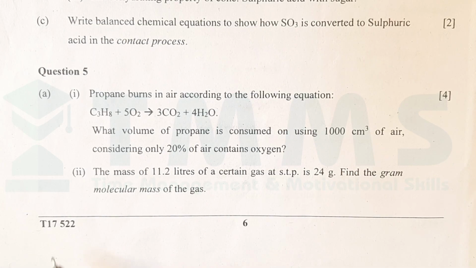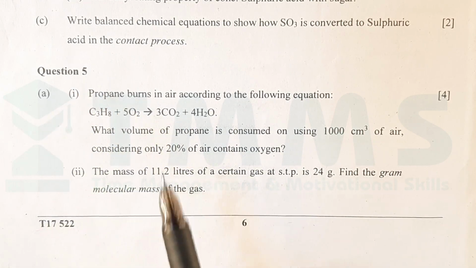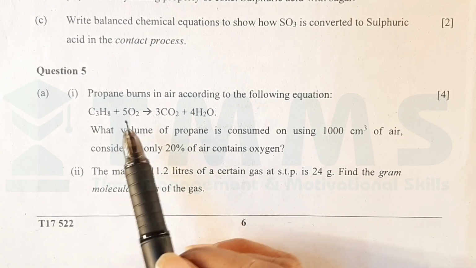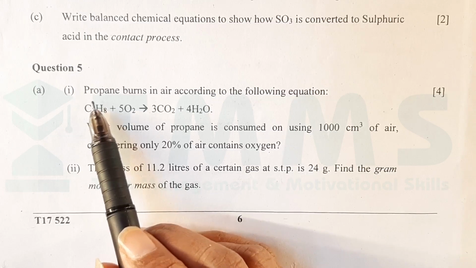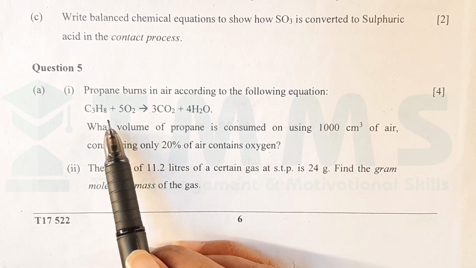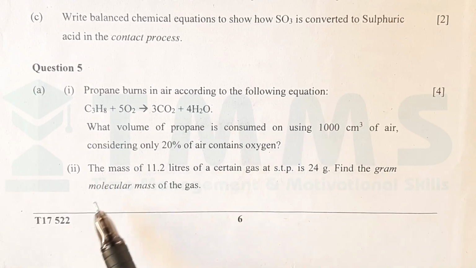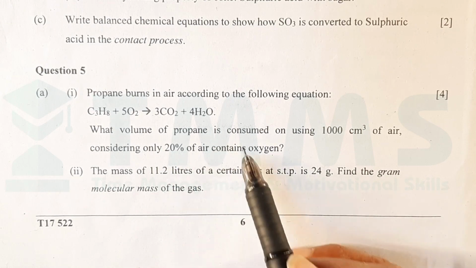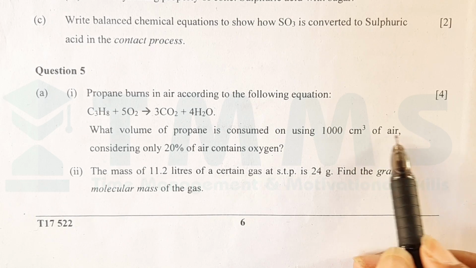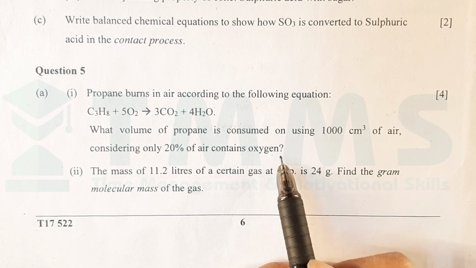Now we come to 2017 ICSE question paper. And question number 5A, which means now it has come in section 2, which is a choice question. Let us understand what the question is. Propane burns in air according to the following equation. C3H8 plus 5O2 gives 3CO2 plus 4H2O. What volume of propane is consumed on using 1000 centimeter cube of air, considering only 20% of the air contains oxygen?